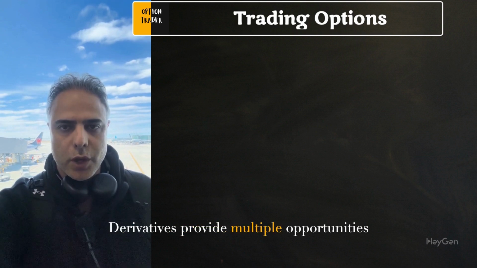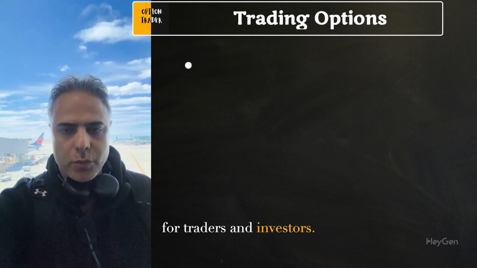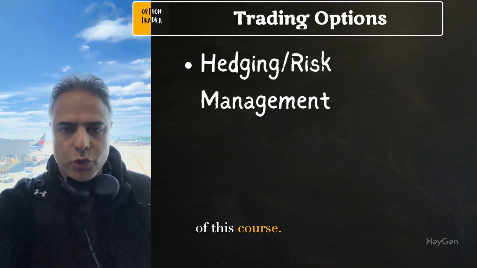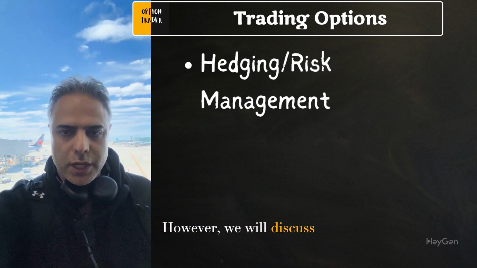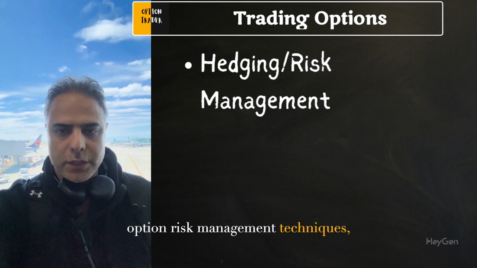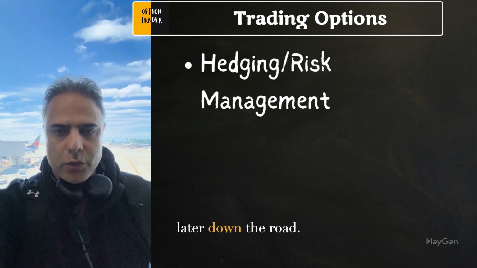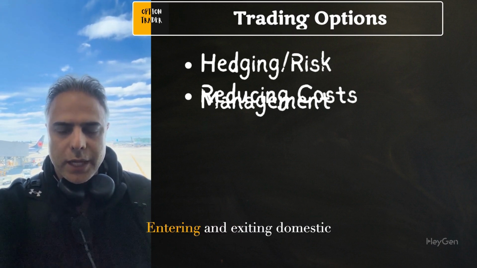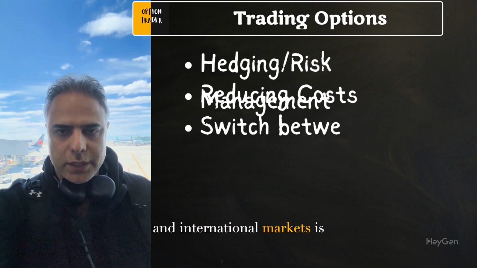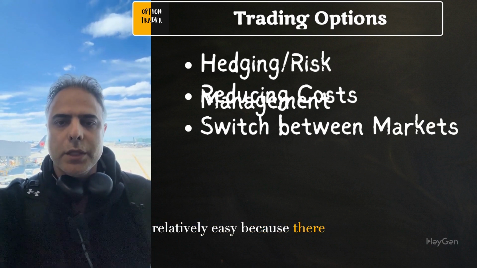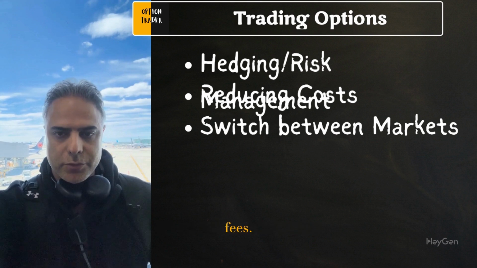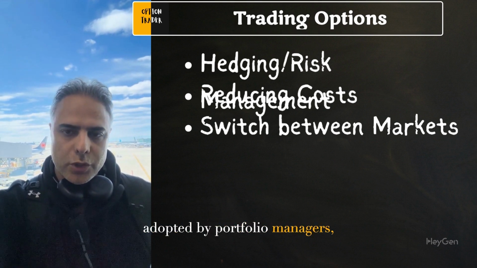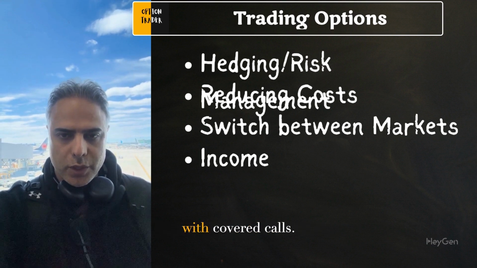Derivatives provide multiple opportunities for traders and investors. One is hedging and risk management, which is well beyond the scope of this course. However, we will discuss option risk management techniques, such as protective puts, later down the road. The second opportunity is cost reduction, mainly for interest swaps. Entering and exiting domestic and international markets is relatively easy because there are no hefty administrative fees. The last use, primarily adopted by portfolio managers, is generating yield income with covered calls.